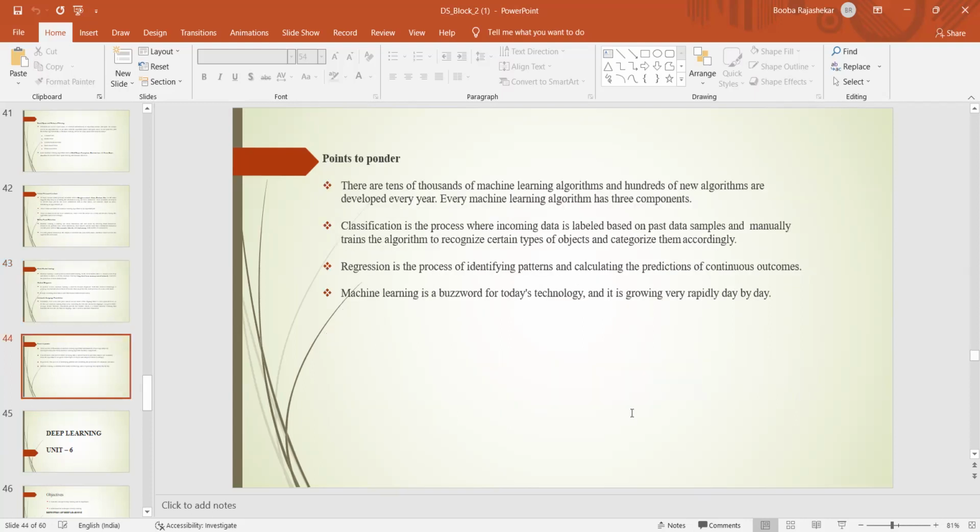Next, what are the main points? There are tens of thousands of machine learning algorithms, and hundreds of new algorithms are developed every year. Every machine learning algorithm has three components. You know that it is classification, regression, and machine learning. But today technology is growing rapidly, day by day. The machine learning techniques are present.